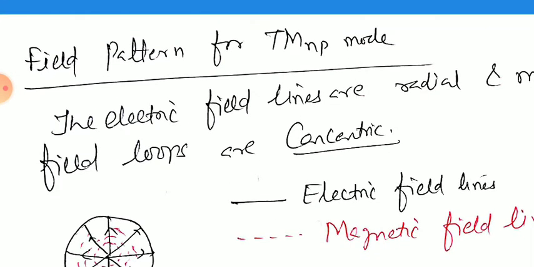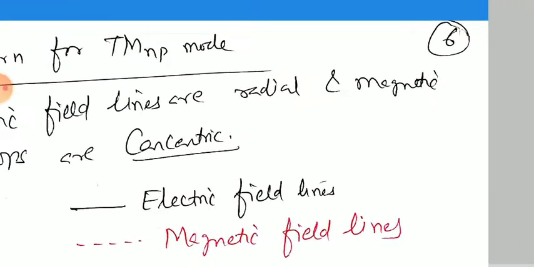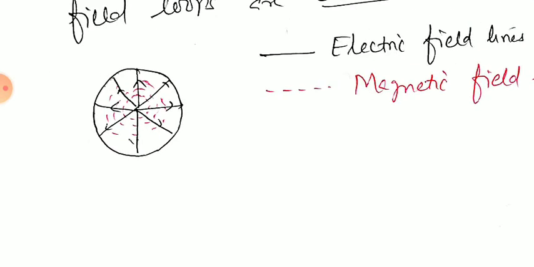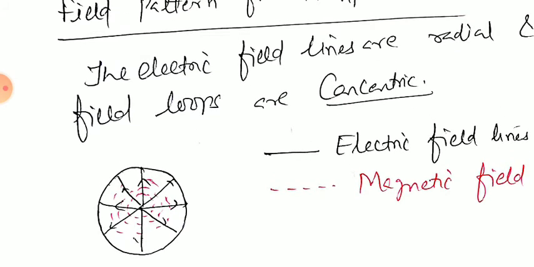Now the field pattern for the TMnp mode. The electric field lines are radial and the magnetic field loops are concentric. So the figure will be such that the electric field lines are dark and radial, and the magnetic field lines form circular loops, concentric, like circles whose radius gradually increases. These are the magnetic fields.